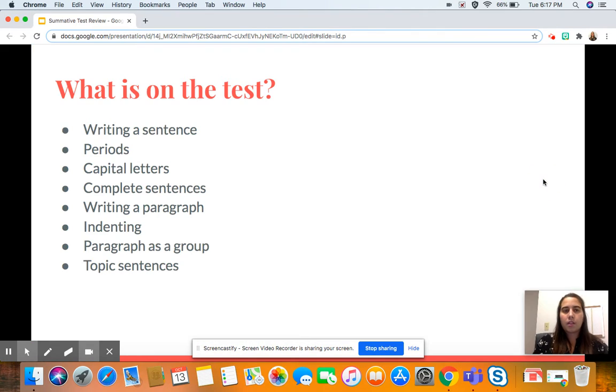So, what is on the test tomorrow? It's everything we've covered so far this school year, about how to write sentences and paragraphs. We've talked about how to write sentences, which means including capital letters and periods. Periods go at the end of your sentence, capital letters go at the beginning. We've talked about writing a complete sentence and what that means. Writing a paragraph, what is a paragraph? Indenting, making sure your paragraph is a group of sentences, not just a bunch of individual sentences.